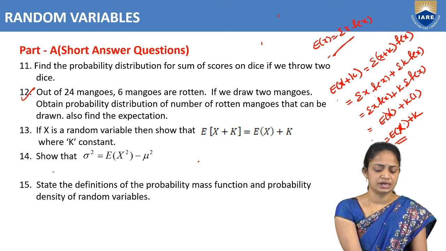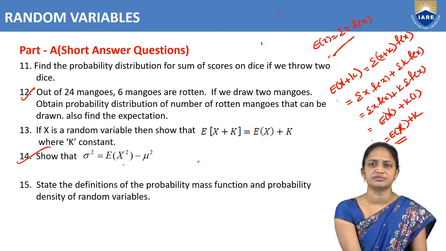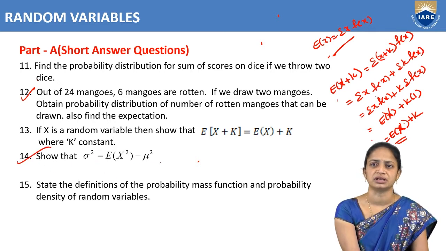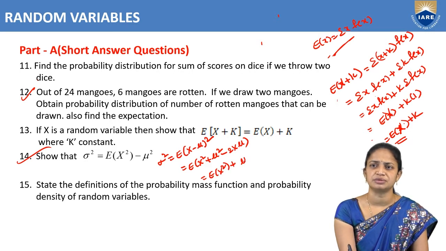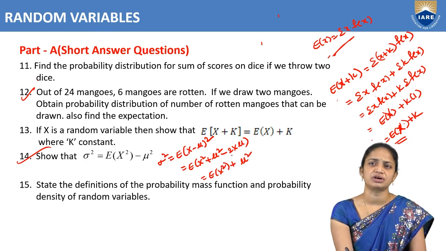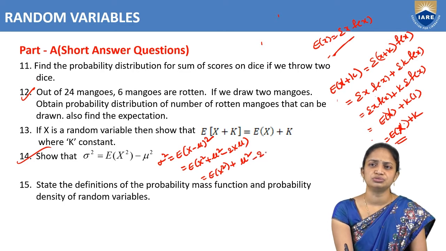Coming to the next derivation, show that sigma square equals E of x square minus mu square. Here we have to use the variance formula, that is expectation of x minus mu whole square, which is in the form of a minus b whole square, that is a square plus b square minus 2ab. Now expectation of x square plus expectation of mu square, which is nothing but mu square, because expectation of a constant is constant, minus 2 mu into expectation of x.